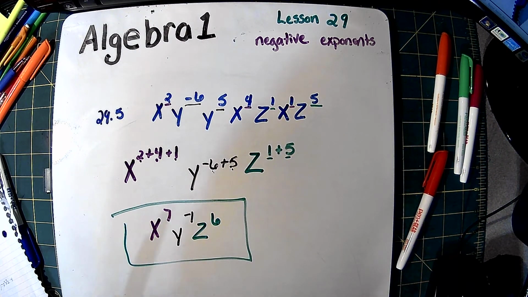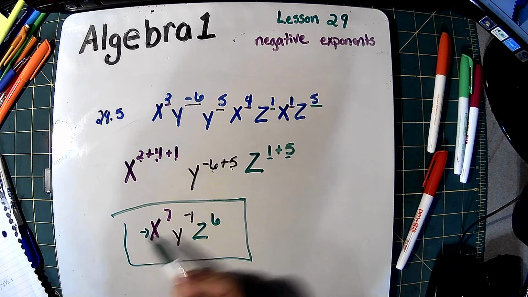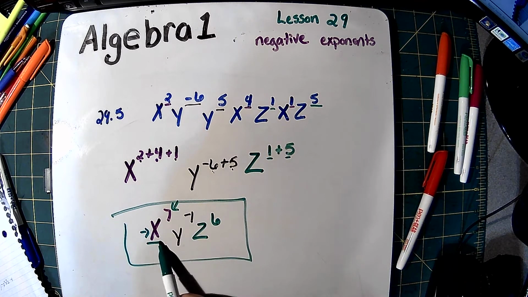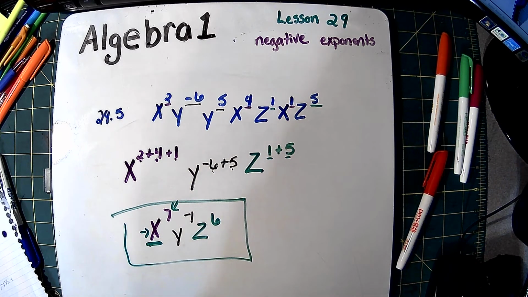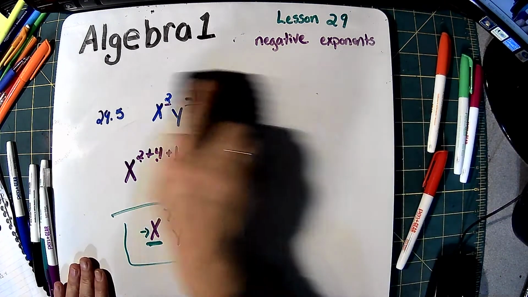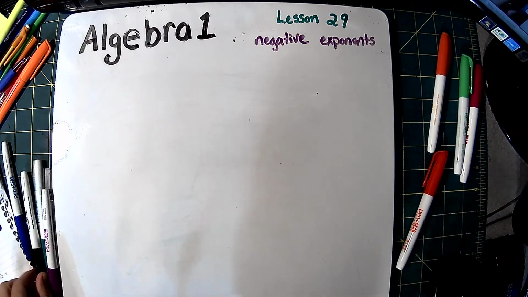So all you're doing is putting those together. You're just adding the exponents on like bases. So remember, this is the base. That's the exponent. The bases have to be the same, and then you just add the exponent. Okay, let's try another one.